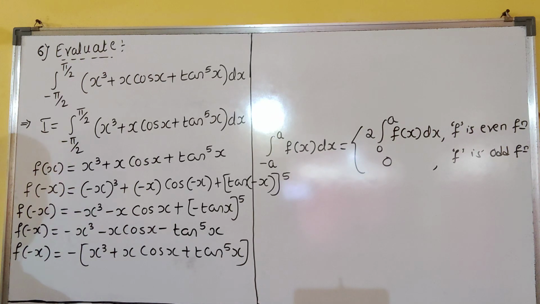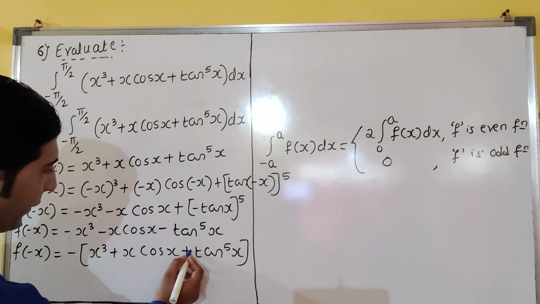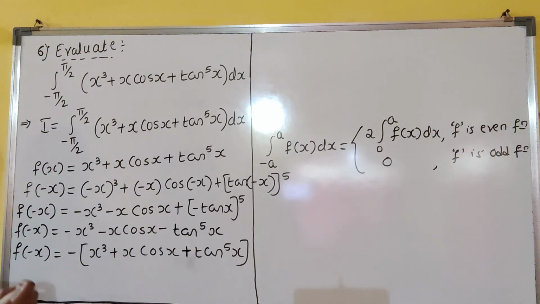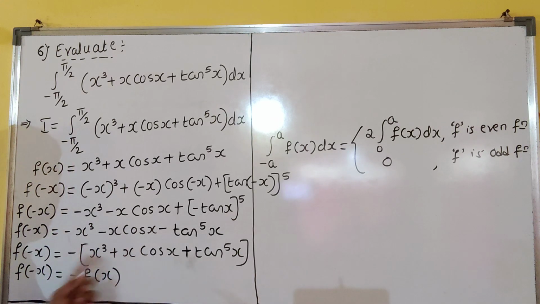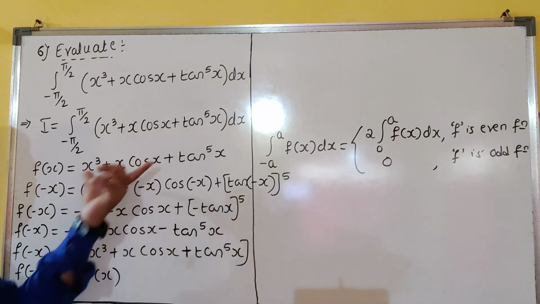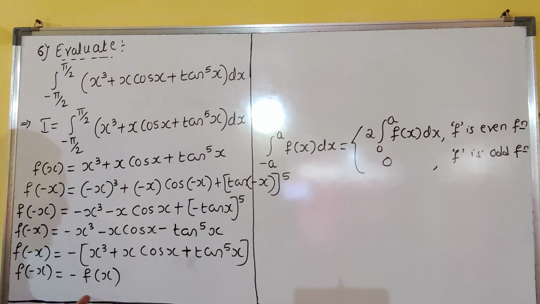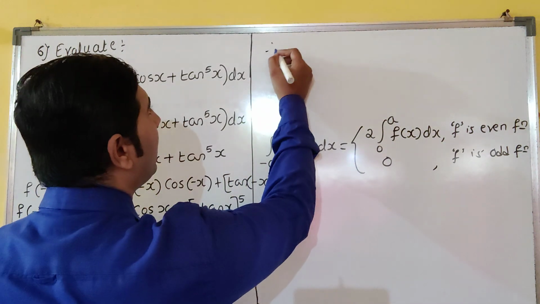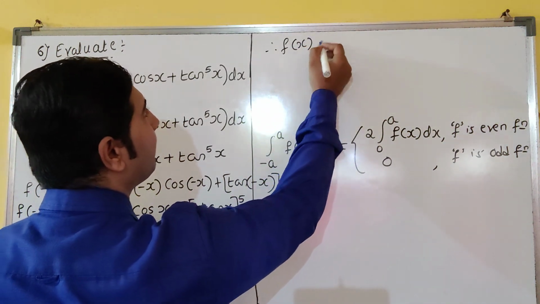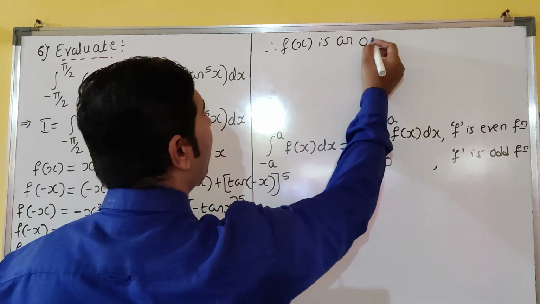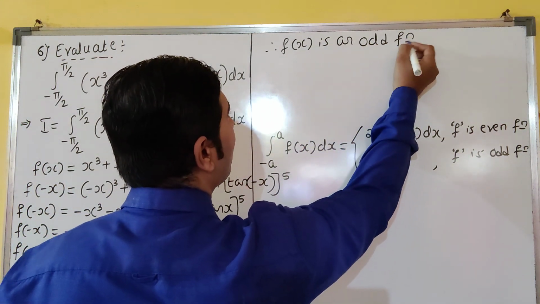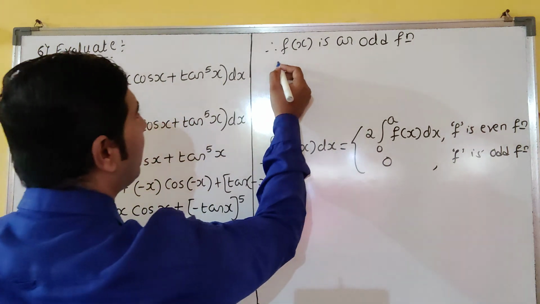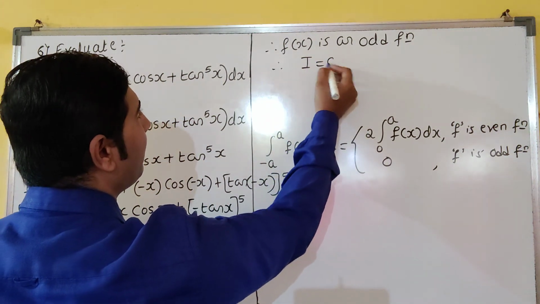Understood? So now see, this is plus, don't get confused. So this is giving the answer what? f of minus x is giving minus f of x. Will you agree? This is minus f of x or not? Minus is outside. This is nothing but f of x. Understood? So therefore, f of x is an odd function, dear students. Therefore, the I value will become 0.